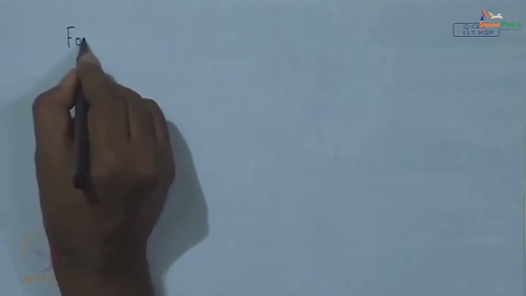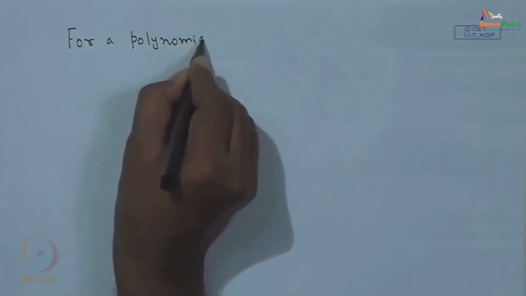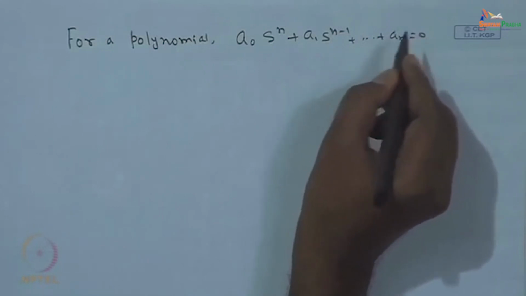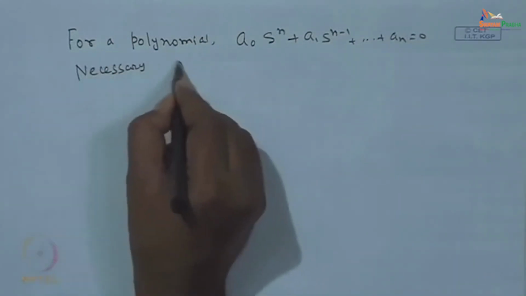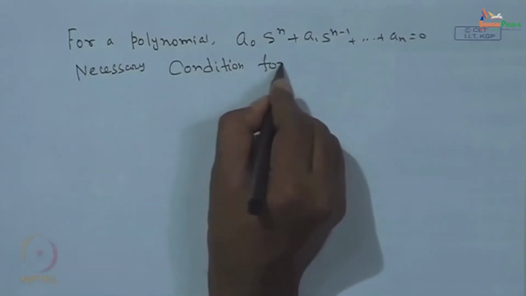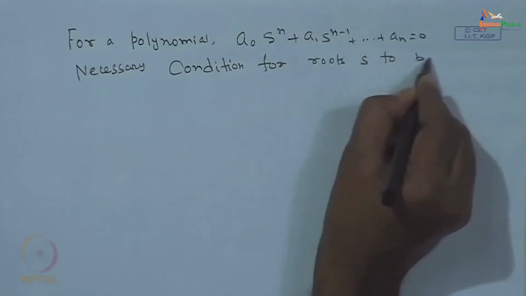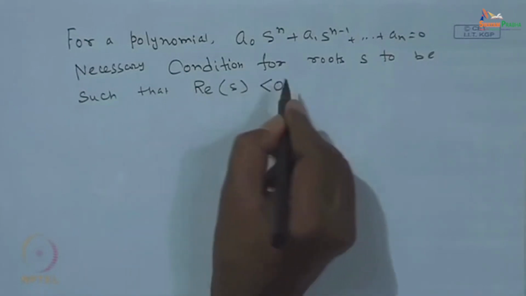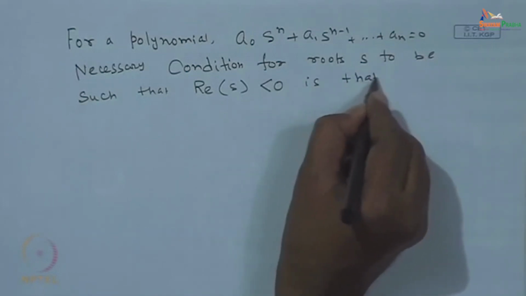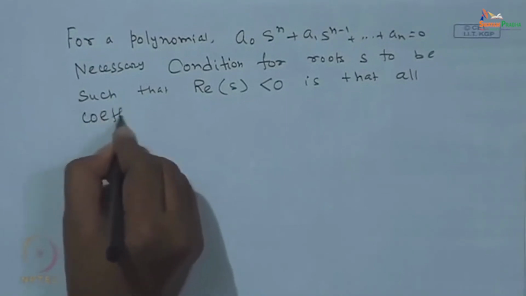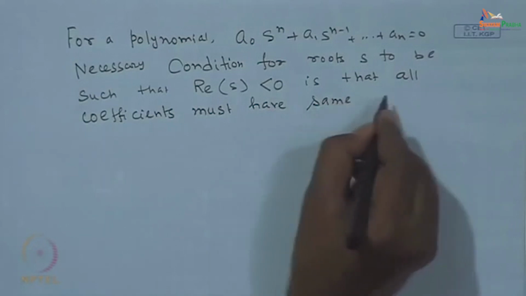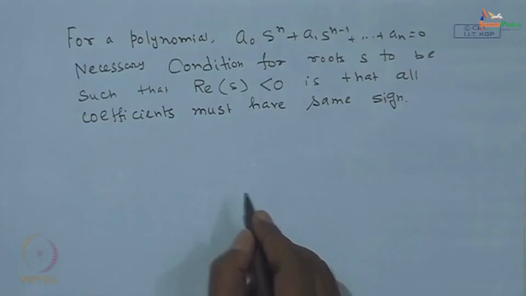If you want to see how this condition comes about, if you remember, for a polynomial a0 s to the power n plus a1 s to the power n minus 1 up to a n equal to 0, the necessary condition for the roots s to be such that the real part of s is less than 0 is that all coefficients must have the same sign.